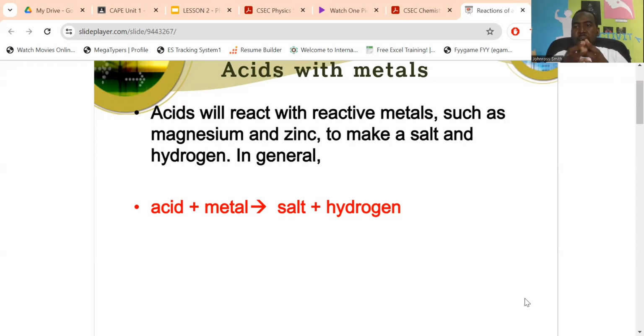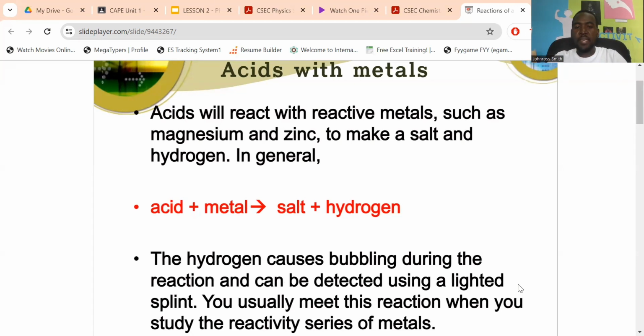So once a metal is higher in the reactivity series than hydrogen, then it will displace the hydrogen from an acid to give you a salt and hydrogen gas. So in essence, we are taking away the hydrogen from the acid, combining that metal with the non-metal of the acid, and we leave the hydrogen as a gas by itself.